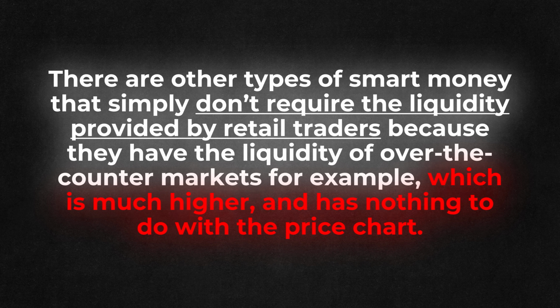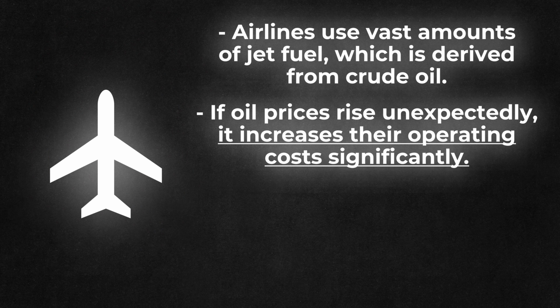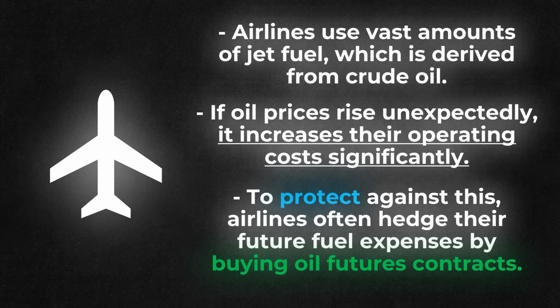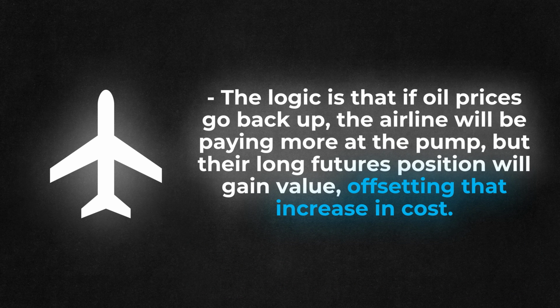Another example of smart money entity that operates in the hedging paradigm are large multinational companies. For example, airlines use vast amounts of jet fuel, which is derived from crude oil. If oil prices rise unexpectedly, it increases their operating costs significantly. To protect against this, airlines often hedge their future fuel expenses by buying oil future contracts, for example. The logic is that if oil prices go up, the airline will be paying more at the pump, but their long futures position will gain value, offsetting that increase in cost.